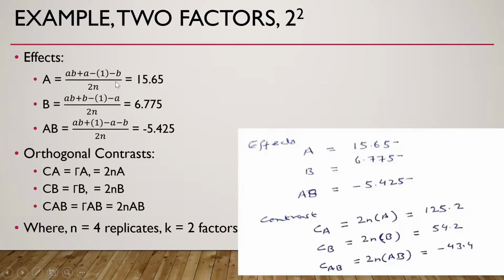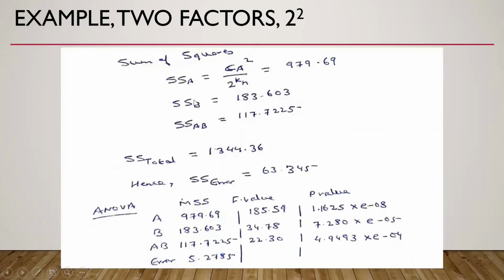So this is how I have calculated the effect size of A, B, and interaction term. This I have done manually. Then I have calculated the contrast. So these are contrast of A, B, and AB. So in this example, we have four replicates and two factors with two levels.